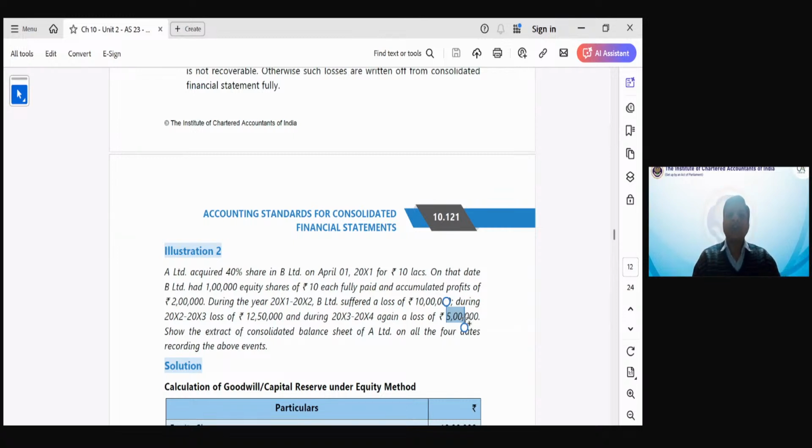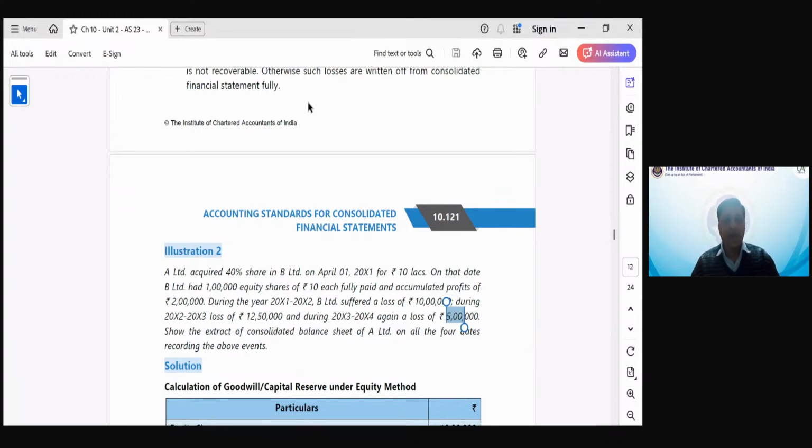Date of acquisition, and the reporting year end. So three reporting years are given to us. So at the end of each year you need to show. Simple, easy to calculate.